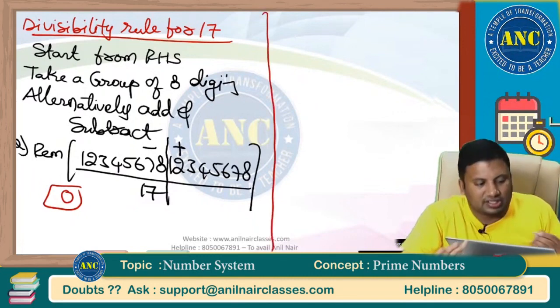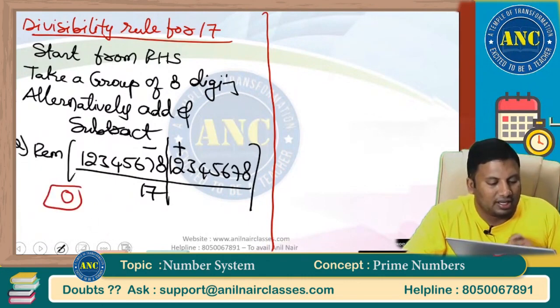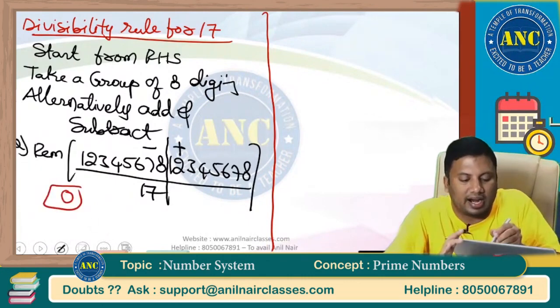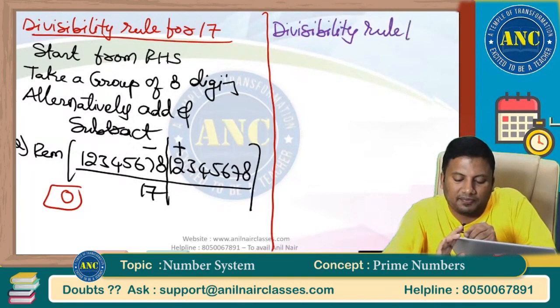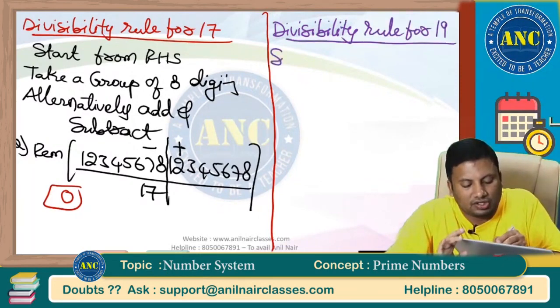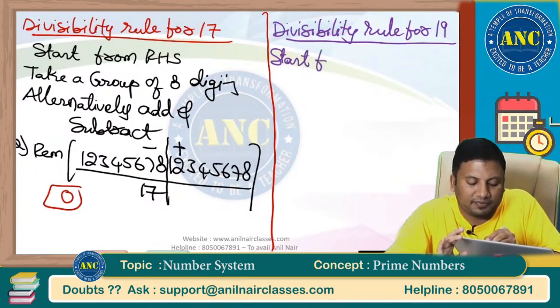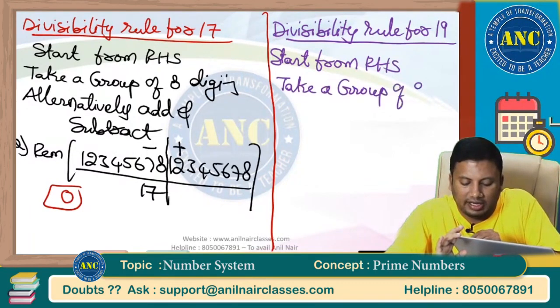Divisibility rule for 17 is start from right hand side, take a group of 8 digits, alternatively add and subtract. Next one, divisibility rule for 19. Same thing. Start from right hand side. Take a group of 9 digits.